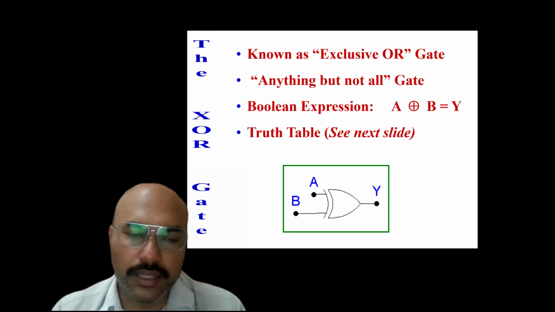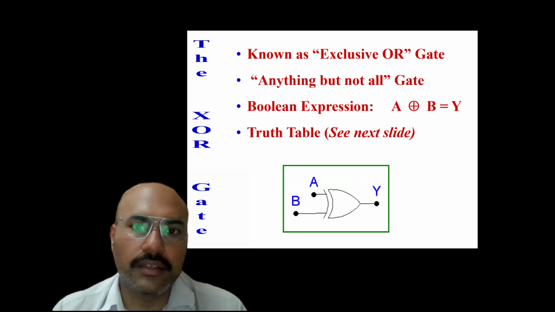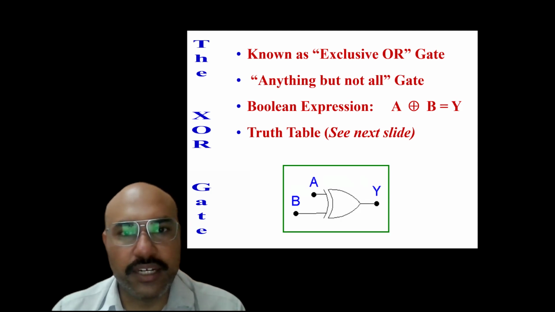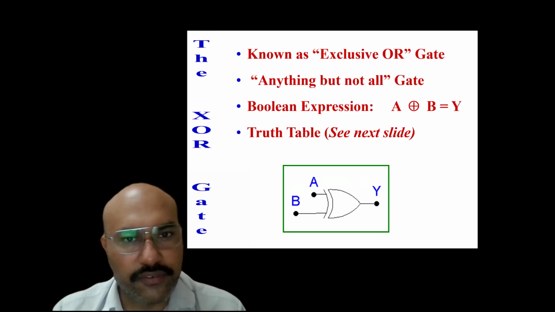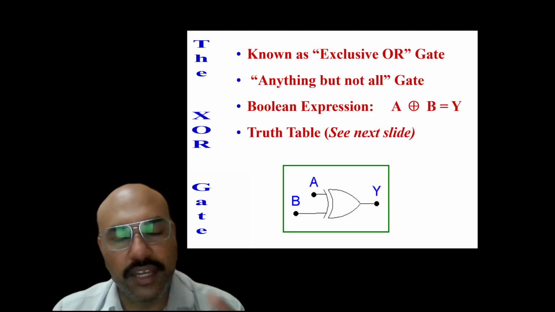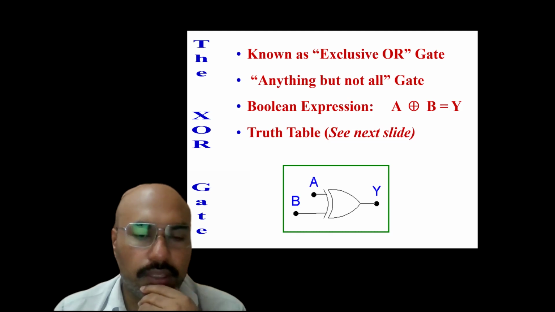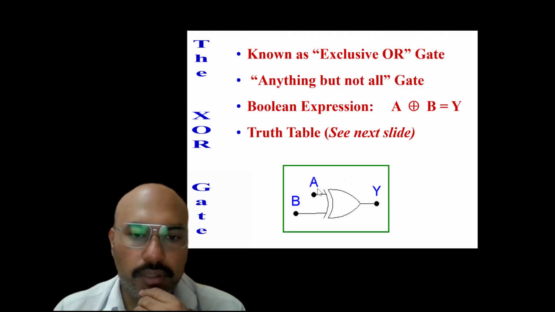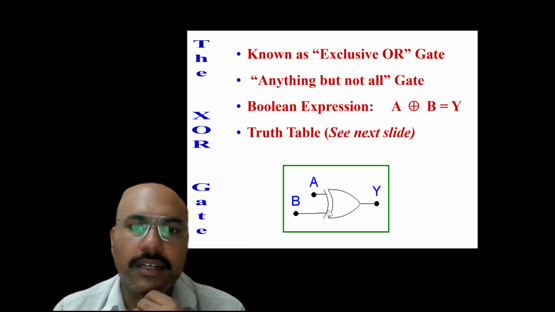And now comes the exclusive OR gate. Why is it called the exclusive OR gate? Because the concept of this particular gate is anything but not all. That means if any one of the inputs is high, that is, if the inputs are different, then your output will be high, but not all should be high. If all the inputs are low or all the inputs are high, then your output will be 0. So this is the symbol. This is the unique symbol, the exclusive OR. Along with the OR, we again have a curve here.